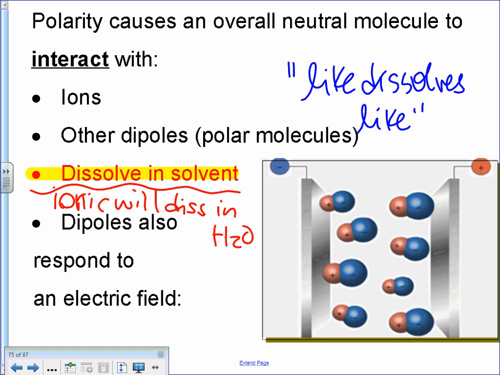So like dissolves like means polar things dissolve polar things. And guess what? Nonpolar things dissolve nonpolar things. So things like, can I go to the next page? I'll give you a second.